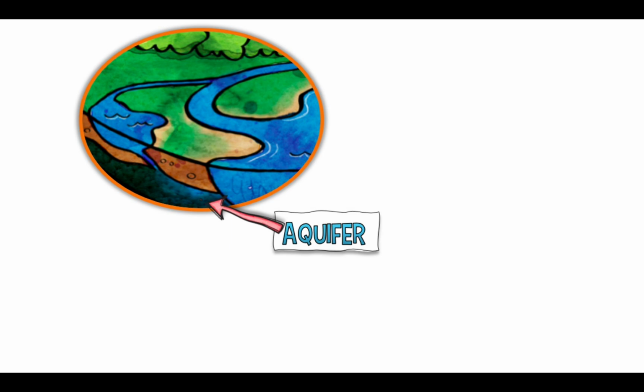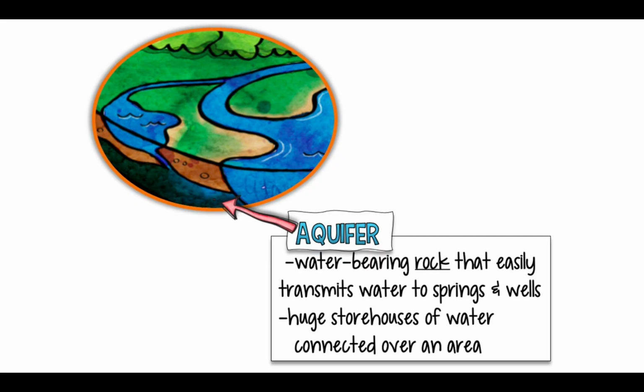We're actually going to have a lab all about aquifers on Friday, so it's really important that you understand what they are. So, aquifers are water bearing rocks that easily transmit water to springs and wells. The word transmit just means move. And so, these rocks have a porous-like structure, so it's really good for holding in that water, and then it moves that water into springs and wells.